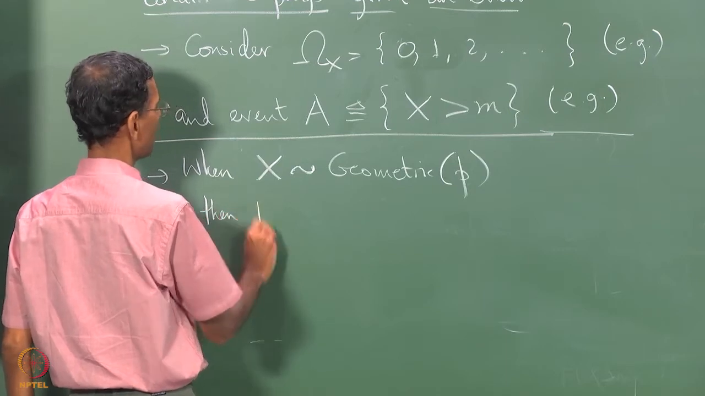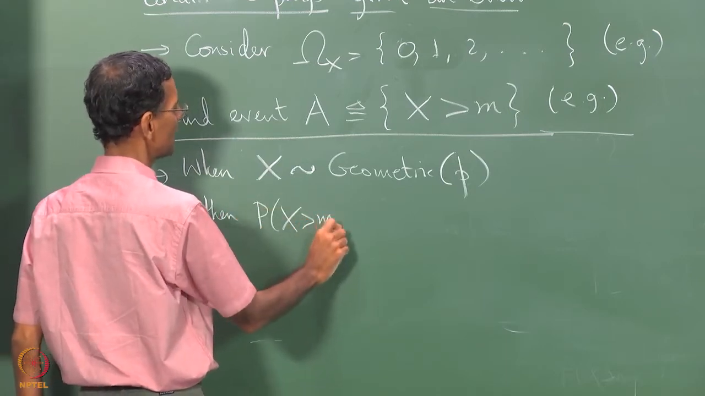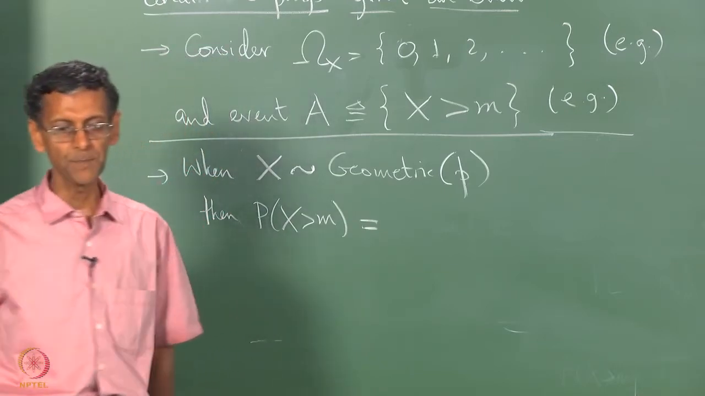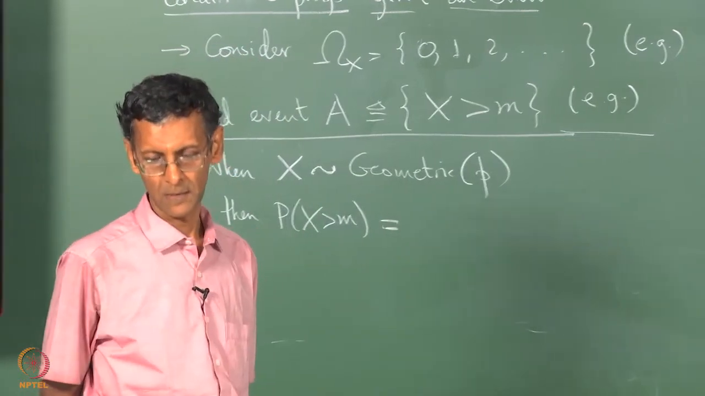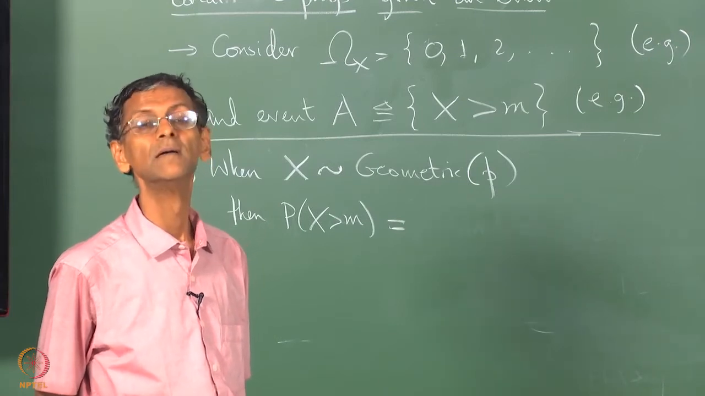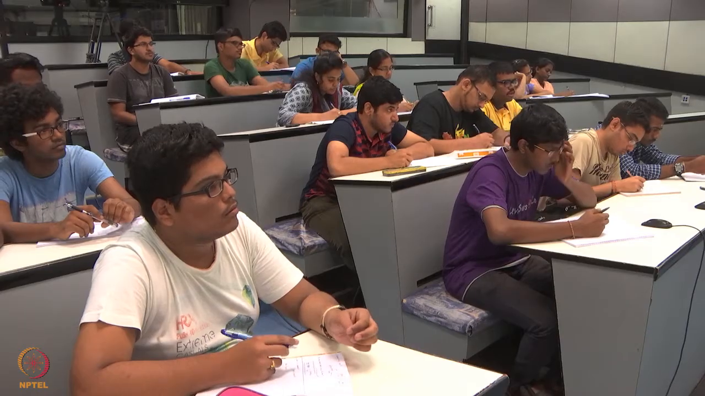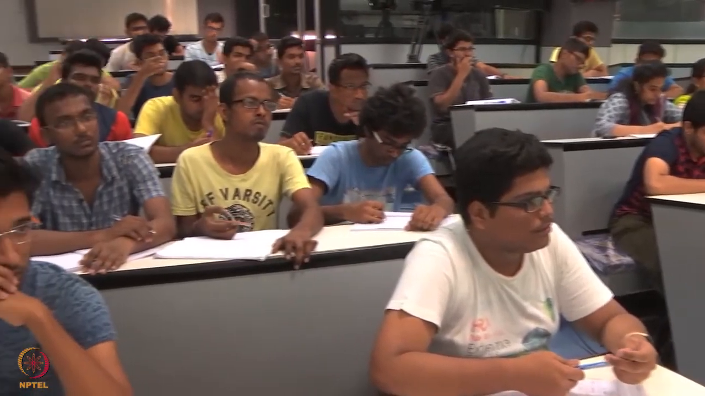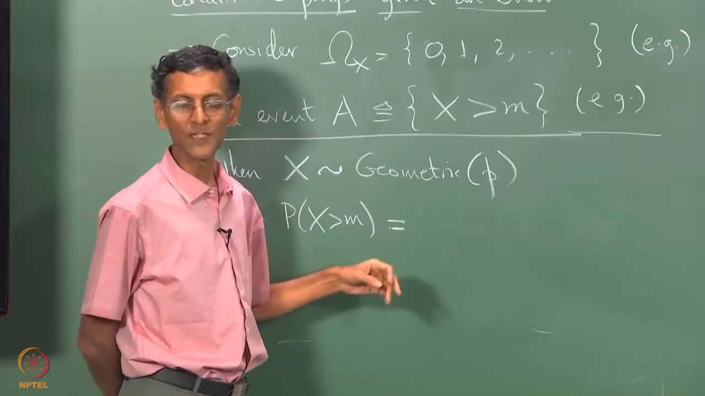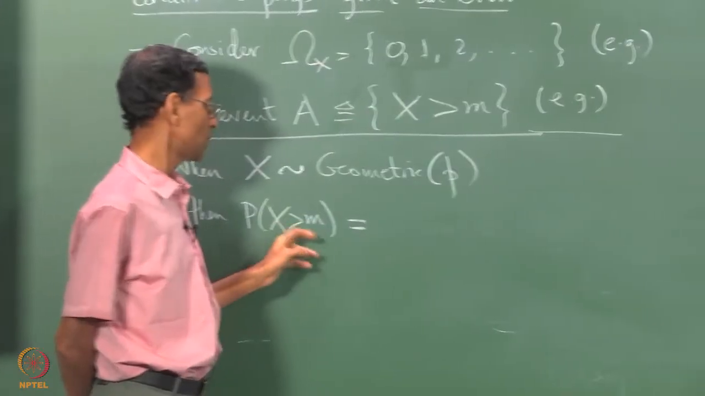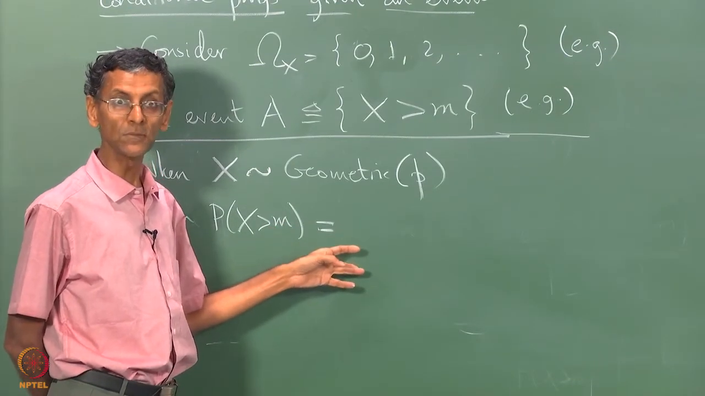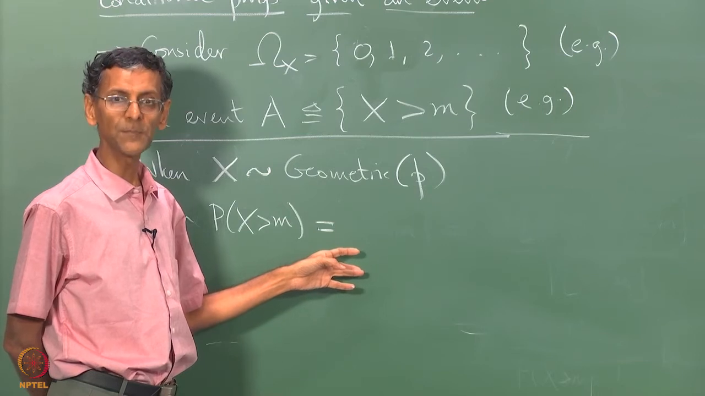When X is geometric P, what is the probability that X is greater than M? This we already did. This means no success in the first M trials. X starts only from 1, not from 0, but that does not matter; you can always say that 0 has 0 probability. But what is this for any M? We have a nice closed form expression, no? What is it? 1 minus P?